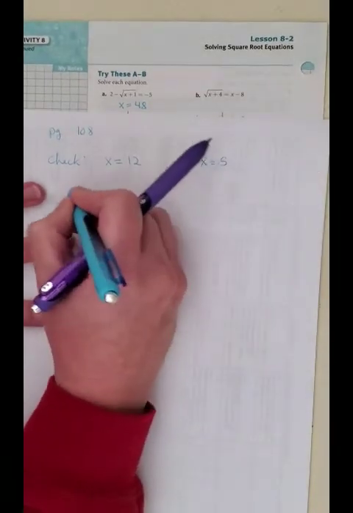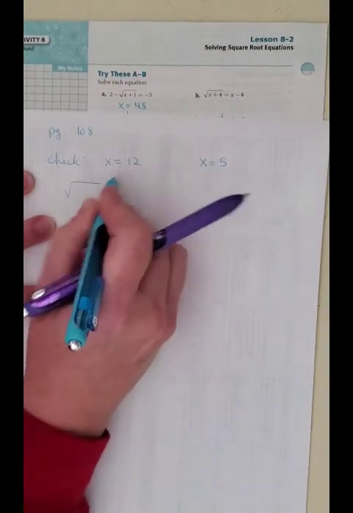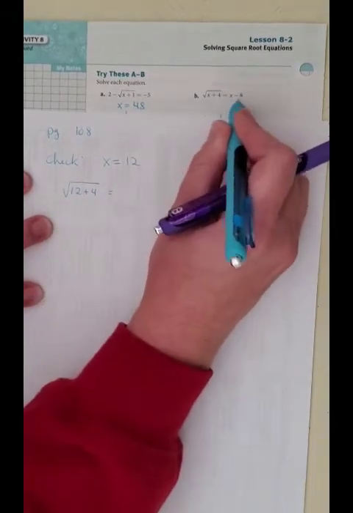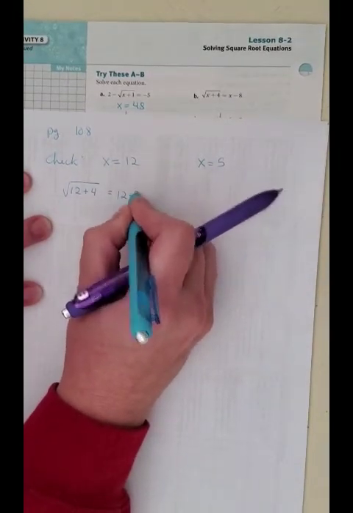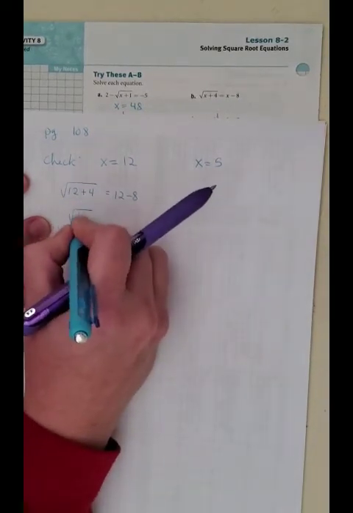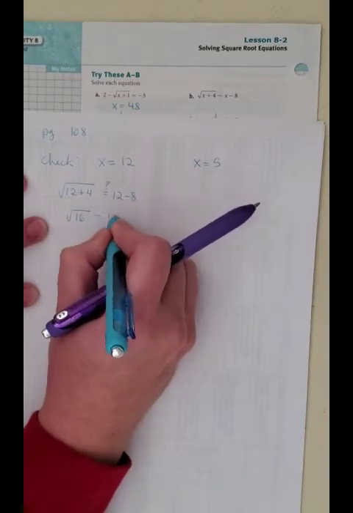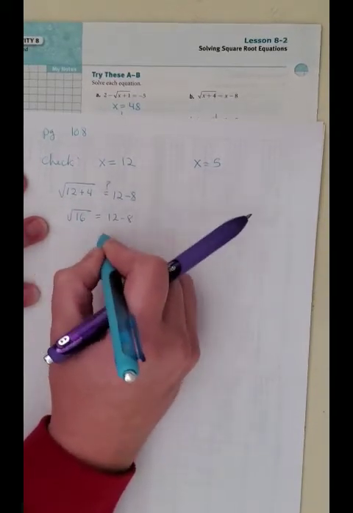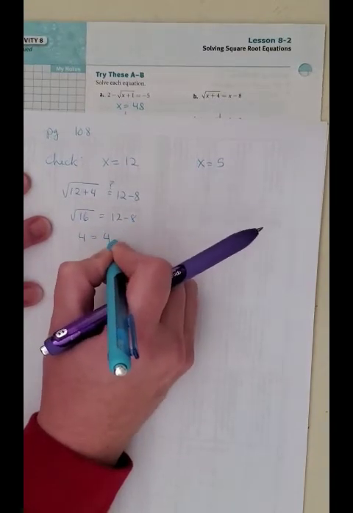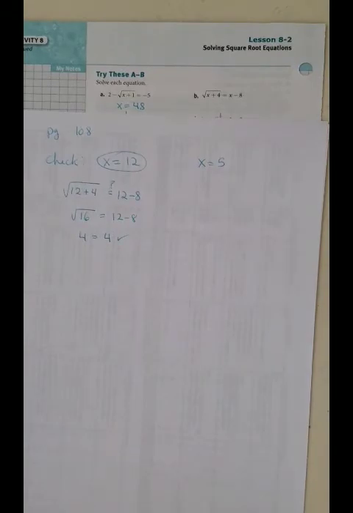Our original problem is the square root of x, which is in this case 12, plus 4 is equal to x minus 8, so 12 minus 8. And we're going to simplify, and we're checking, remember, so we're questioning if it's equal or not. Square root of 16 is equal to 12 minus 8. 4 is equal to 12 minus 8 is 4. Check. So 12 is a valid solution.